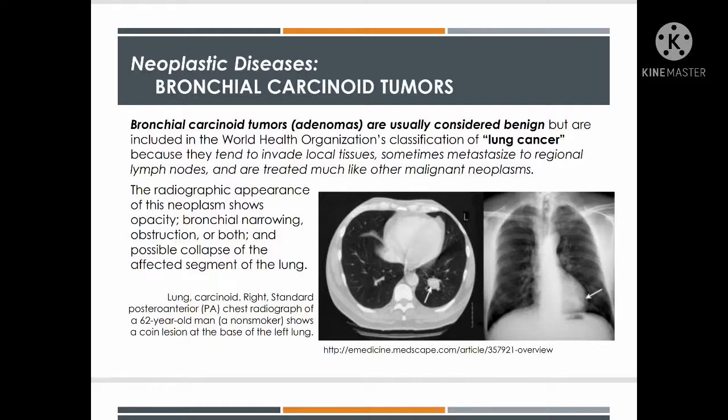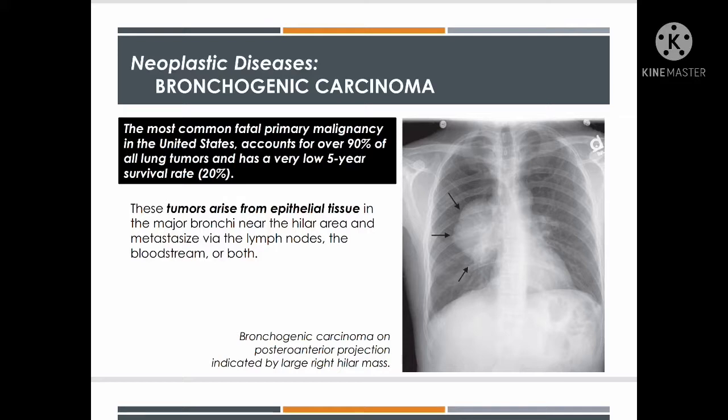The radiographic appearance of this neoplasm shows opacity, bronchial narrowing, obstruction, or both, and possible collapse of the affected segment of the lung. Bronchial obstruction is the most common presentation, and recurrent pneumonia within the same area of the lung, in combination with pleural pain, is a common occurrence in affected individuals. If the disease is discovered prior to metastases, surgical resection may be curative.